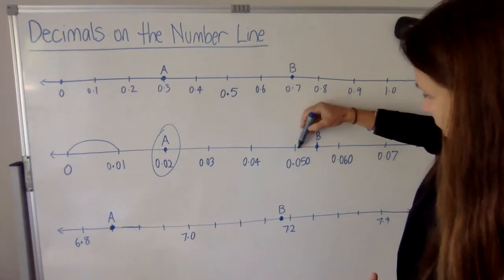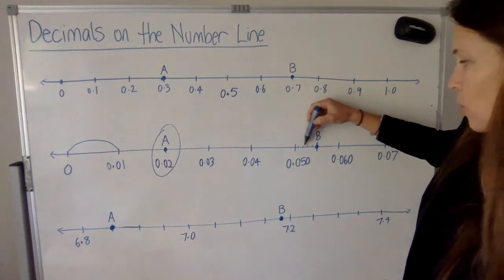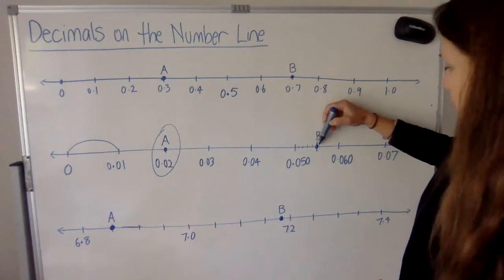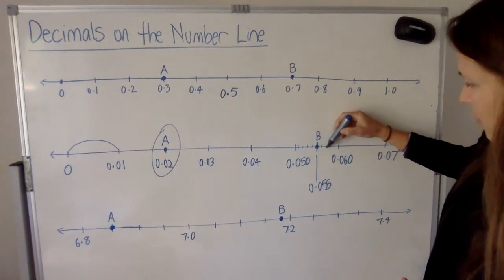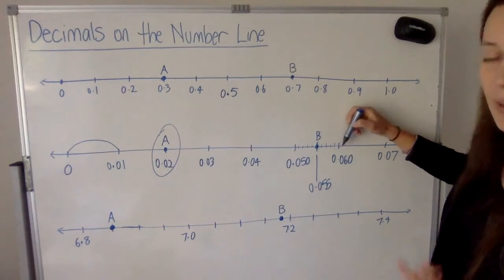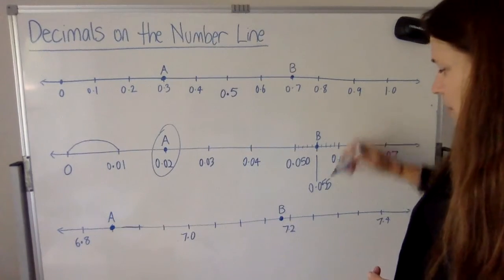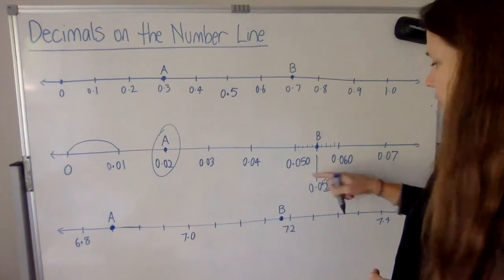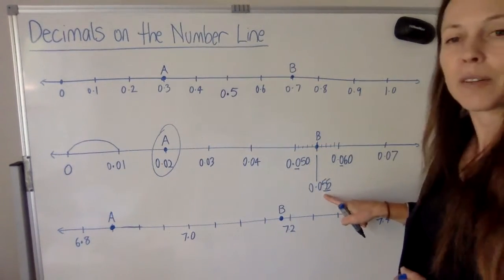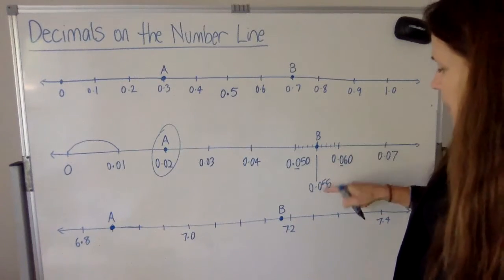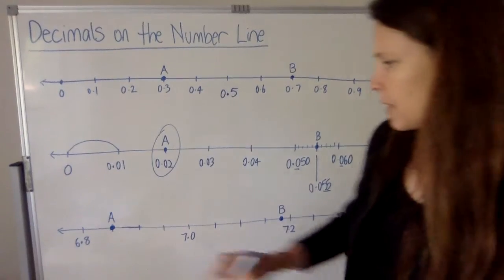So I could say 0.051, 0.052, 0.053, 0.054, 0.055, 0.056, 0.057, 0.058, 0.059, and it makes sense that after that would be 0.060. See how it's almost like counting from 50 up to 60, with 55 being halfway? But the difference is there was a 0 in front of the 50 and the 60, so there needs to be a 0 in front of the 55 as well. So B is 0.055.